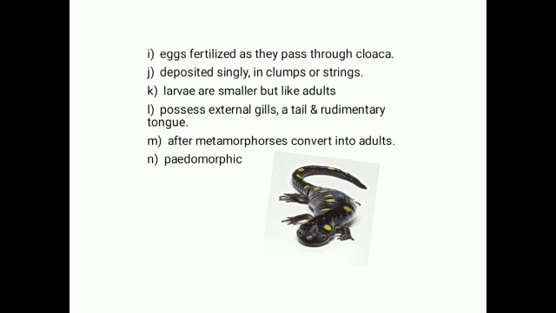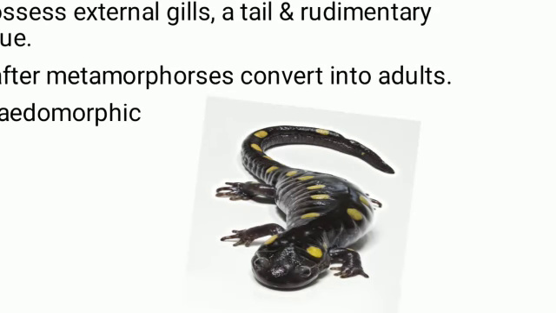Larvae are smaller but like the adult. They possess external gills, a tail, and a rudimentary tongue. After metamorphosis, they convert into the adult. Metamorphosis is of a paedomorphic type. Paedomorphic means the larva becomes sexually mature while still showing larval characteristics. This is the picture of a salamander.